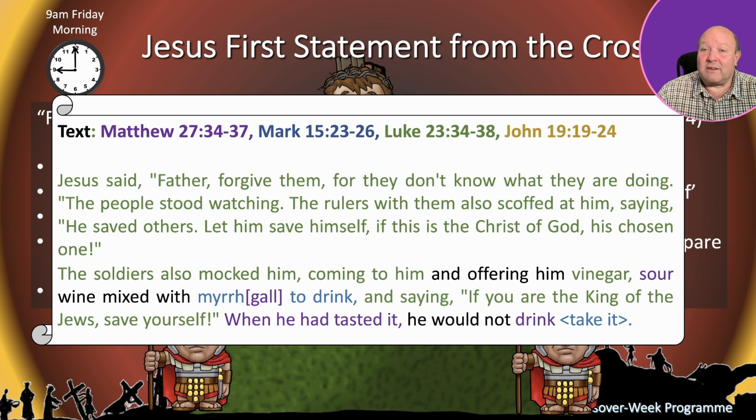So Jesus said, Father, forgive them, they don't know what they're doing. The people stood watching. The rulers were with him. They scoffed at him, saying, he saved others, let him save himself, if this is the Christ of God, his chosen one.